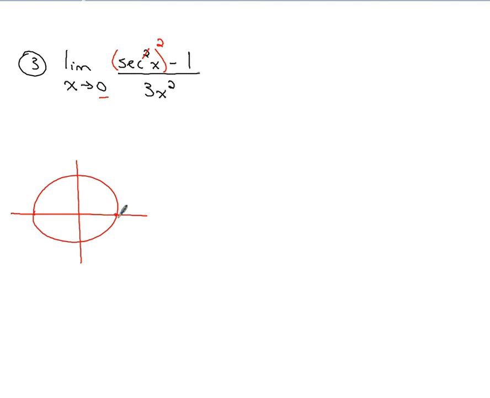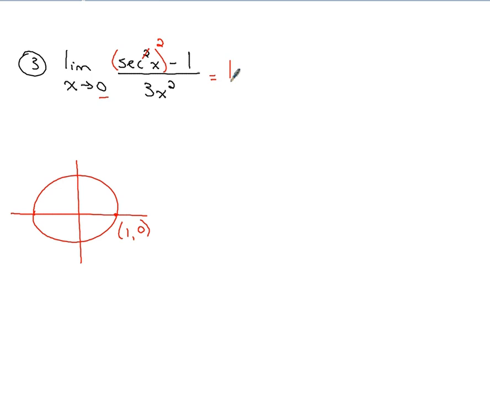Here I am back at 0, right? Here's my key terminal point. Yep, it's going to be 1 because the reciprocal of secant is cosine, and cosine of 0 is 1. So 1 squared gives 1 back here, minus 1, we've got 0 over 0. We can use L'Hopital's rule.